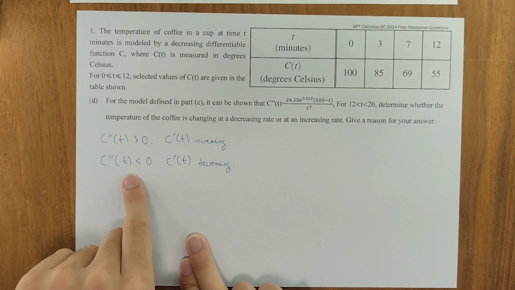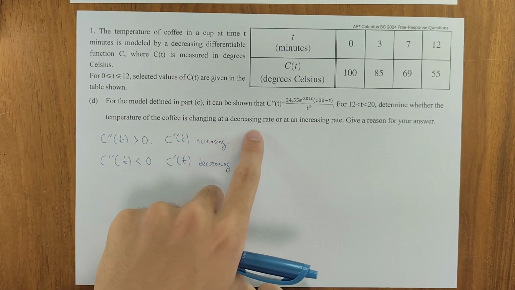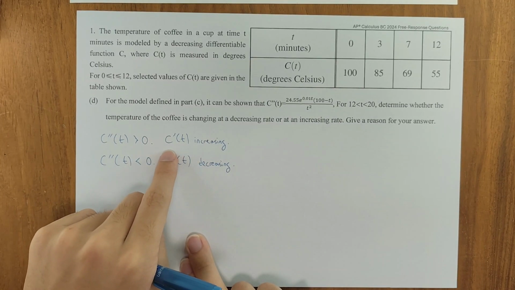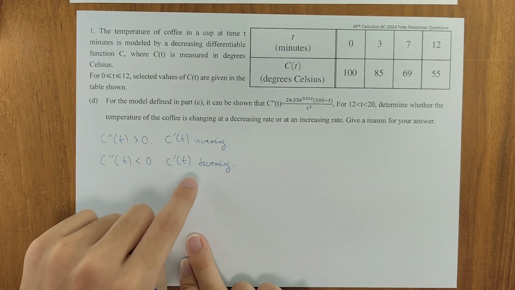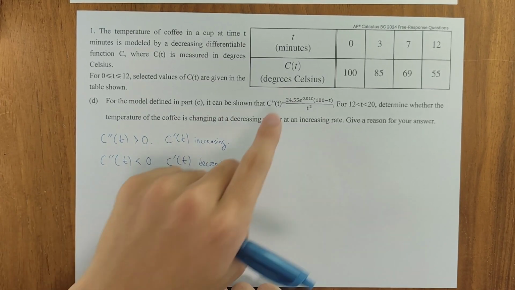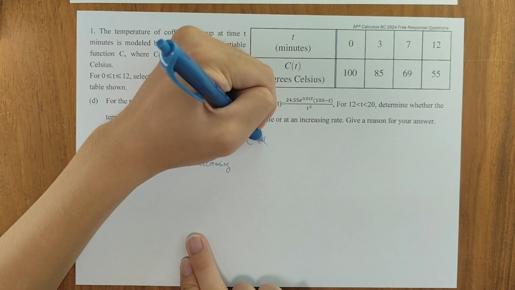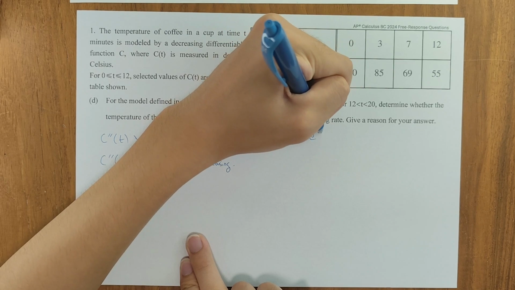Okay, so we're being asked to find whether the temperature of the coffee is changing at a decreasing rate or at an increasing rate. So we're asking if the rate of the temperature, C prime t, is increasing or decreasing. So we were given C prime t. C prime t is this function.